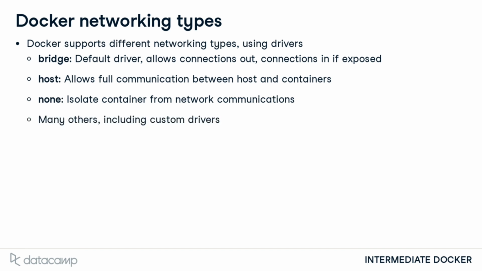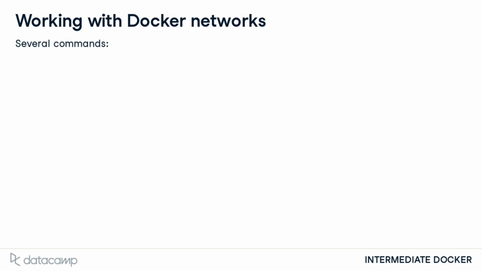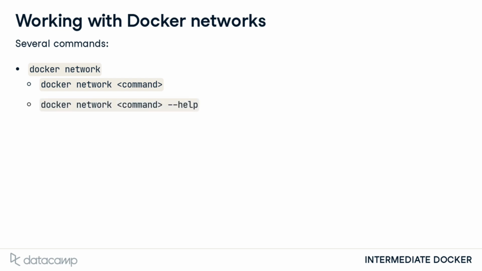Many other types of drivers are available, and you can create your own if needed. We will primarily use the bridge driver when working with our networks. Our primary method for working with Docker networks is the appropriately named docker network command. The docker network command actually takes subcommands in the form of docker network commands to accomplish specific tasks. As with other Docker entries, you can use --help to gain further information about available options. There are several docker network commands we'll use.